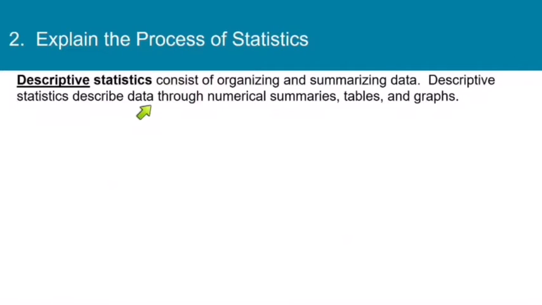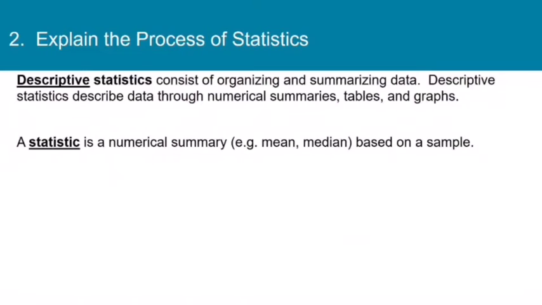Descriptive statistics describe data through numerical summaries, tables, and graphs. This branch of statistics, called descriptive statistics, means we are only describing a data set. A numerical summary of a sample is called a statistic. A statistic is a numerical summary based on a sample.